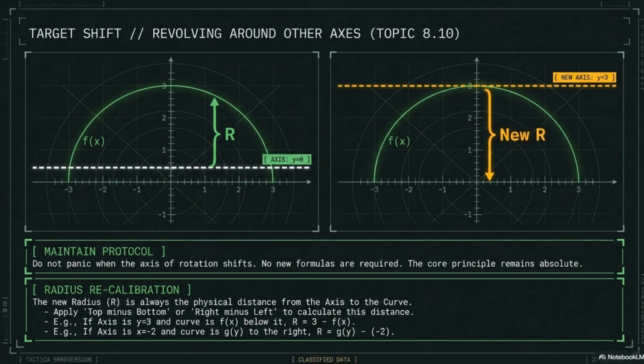Prepare for a target shift when revolving around other axes, such as y equals 3. Do not panic, and do not invent new formulas. The core principle remains absolute. You must execute a radius recalibration by calculating the physical distance from the new axis to the curve, applying top minus bottom or right minus left.